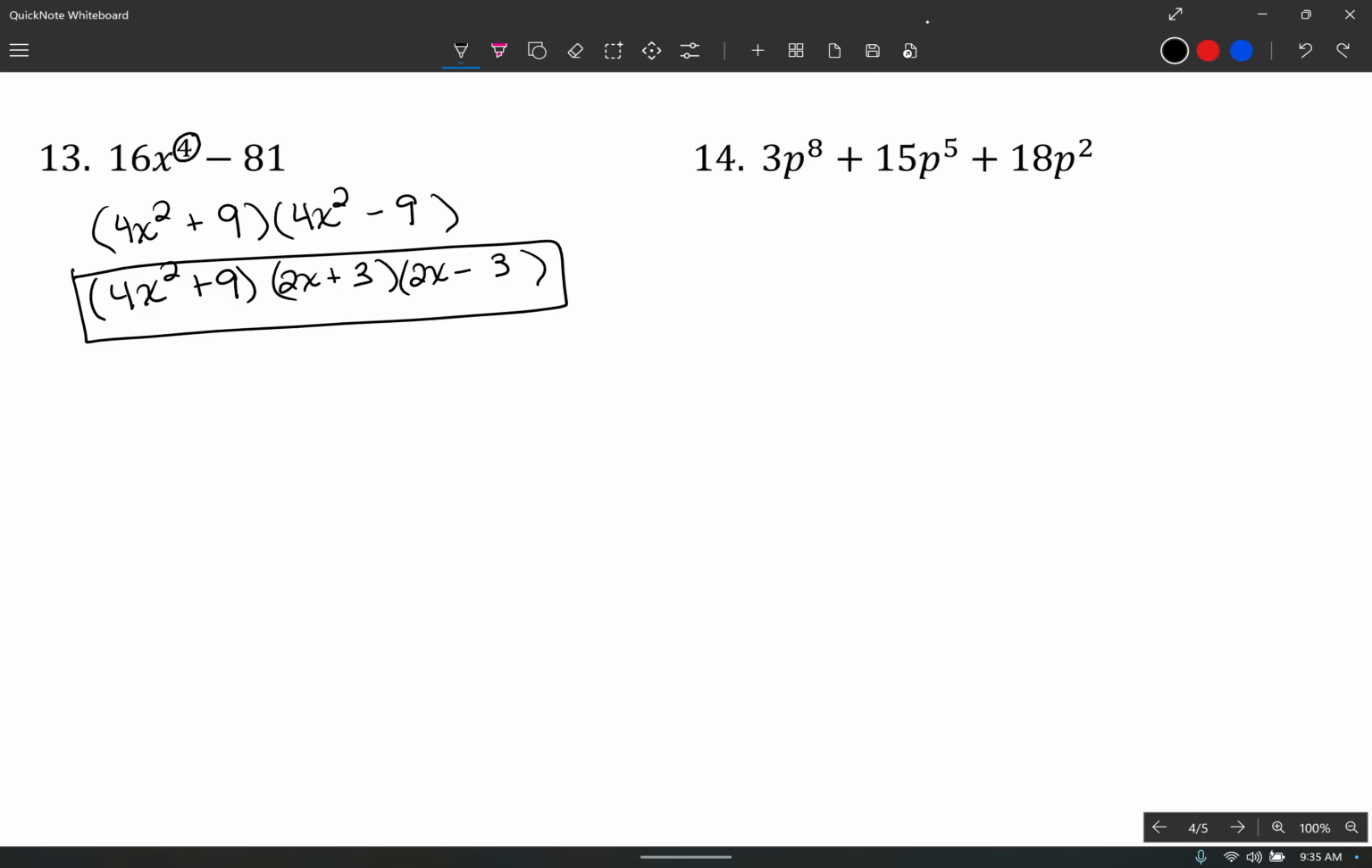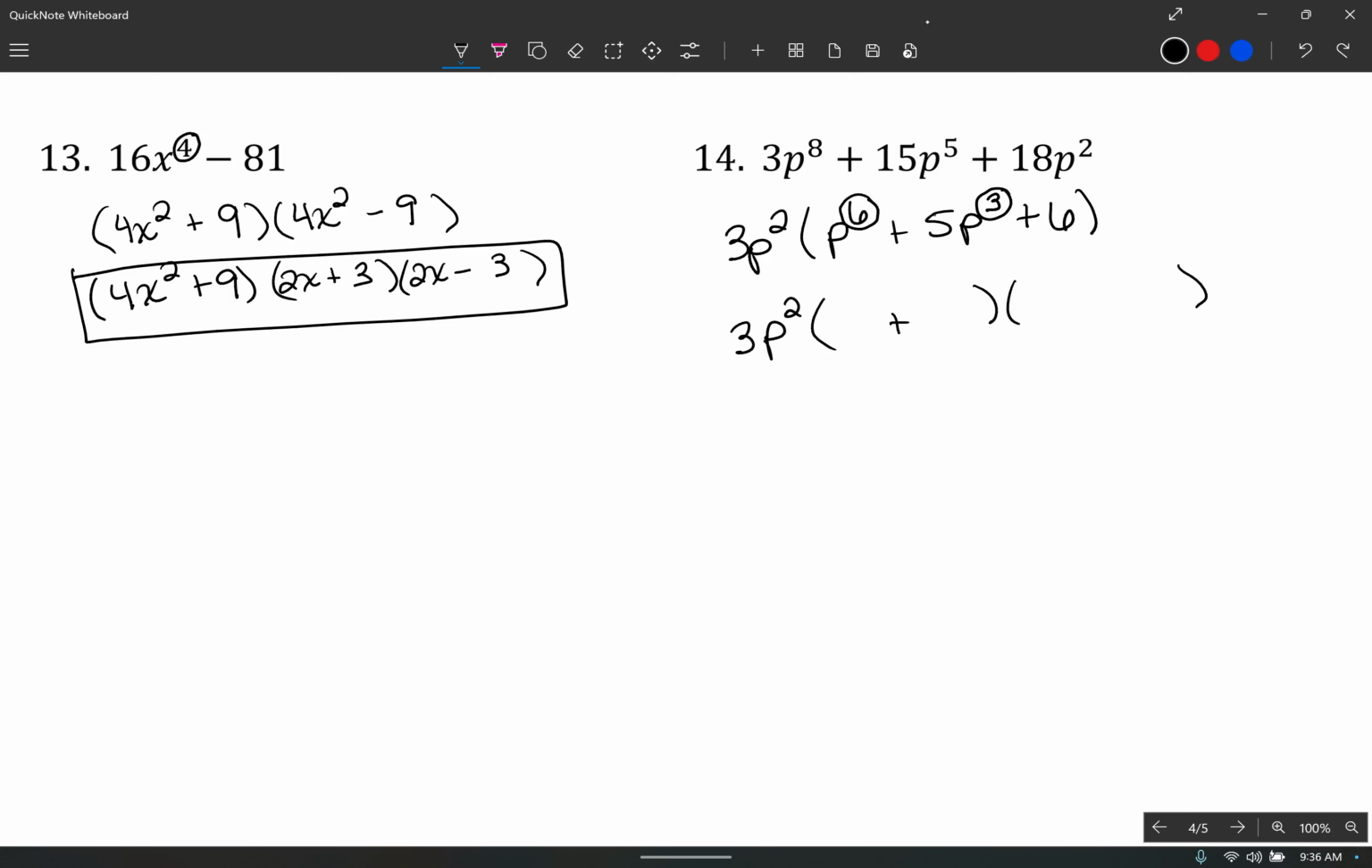All right, number 14, we do have a common factor of 3p squared, so we're going to factor that out first. That leaves me with p to the 6th plus 5p to the 3rd plus 6. And I have a trinomial here. Now remember, if this is p to the 6th, as long as this is half of that, and you don't have another p, then you can factor that just like you would any normal x squared with an x kind of trinomial.